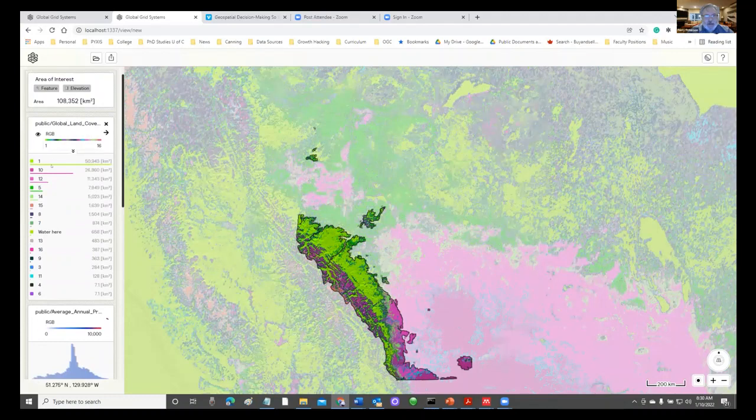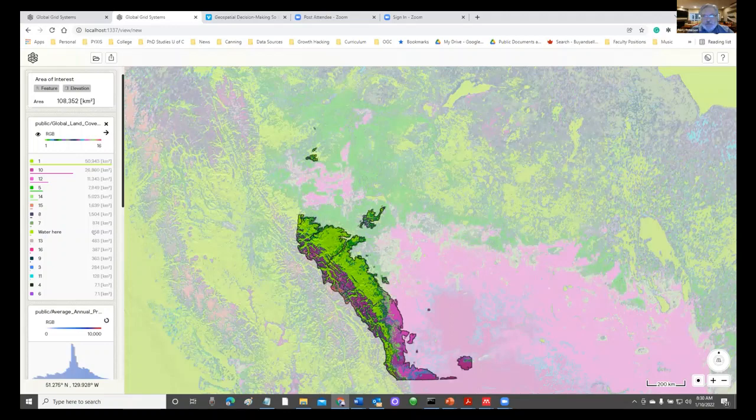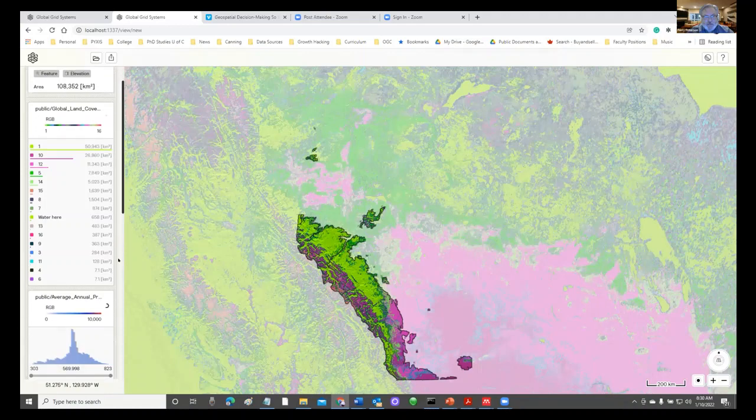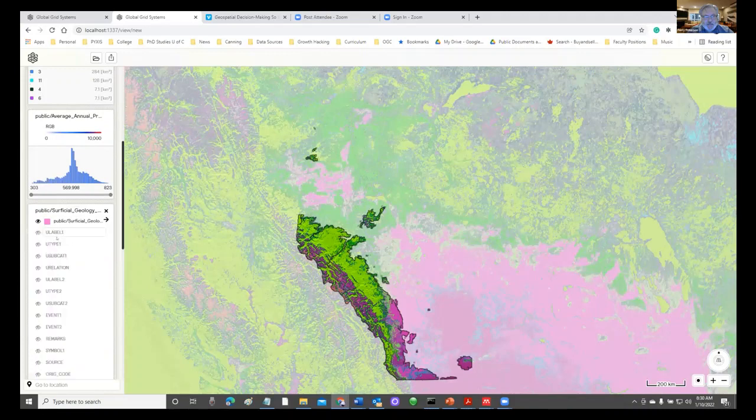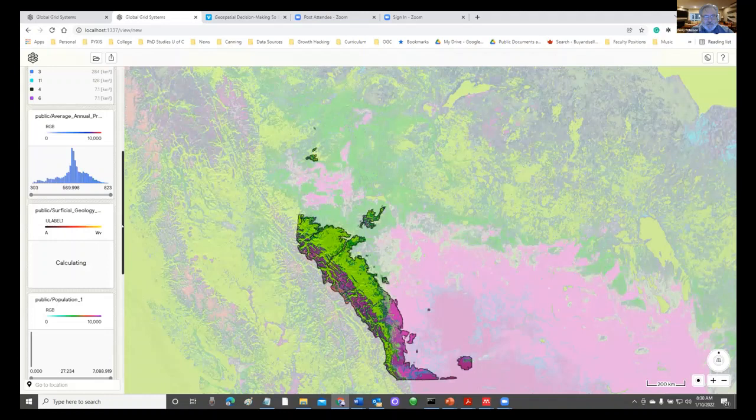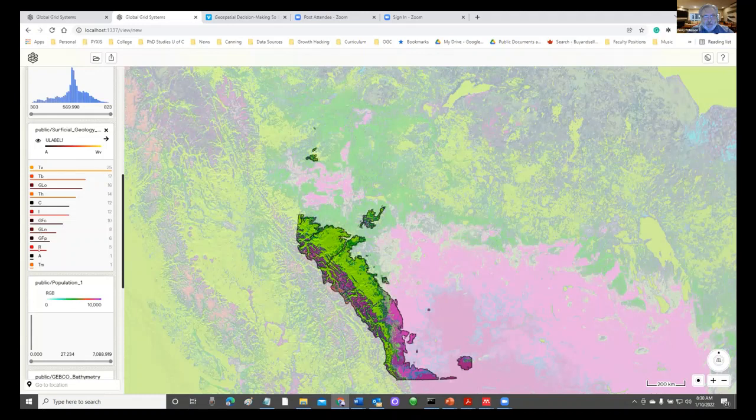We have a distribution of, I had an indexing here of the different land types, and we have water, 658 square kilometers of water. We have the annual average precipitation in that area, 569 millimeters in depth, etc. We can look at different surface geologies. It's going to calculate that. These are just different attributes on a vector data set. And here we have, if you knew the coding for that surface geology, you'd have some understanding of that.